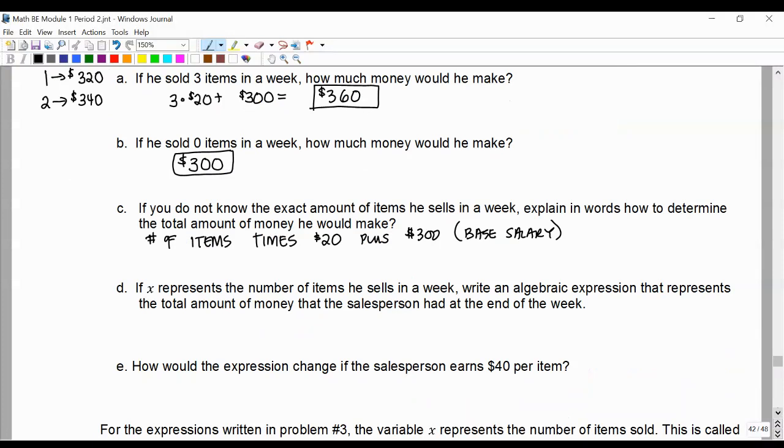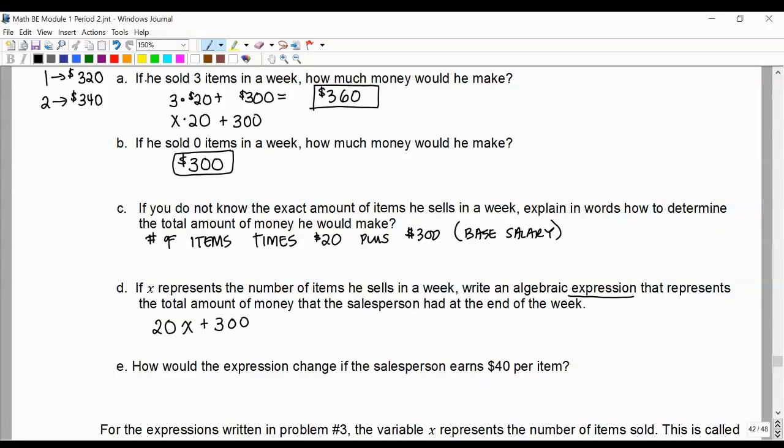So we're just explaining our thought process from part A, which then leads us to our little equation, or technically expression. D, if X is the number of items, write an algebraic expression that represents the total amount of money that the salesperson had at the end of the week. So if this person sells X items, or let's say 2 items or 3 items, well, we're going to multiply by 20, like we did here. In this case, it was 3 was X. And then we added 300.